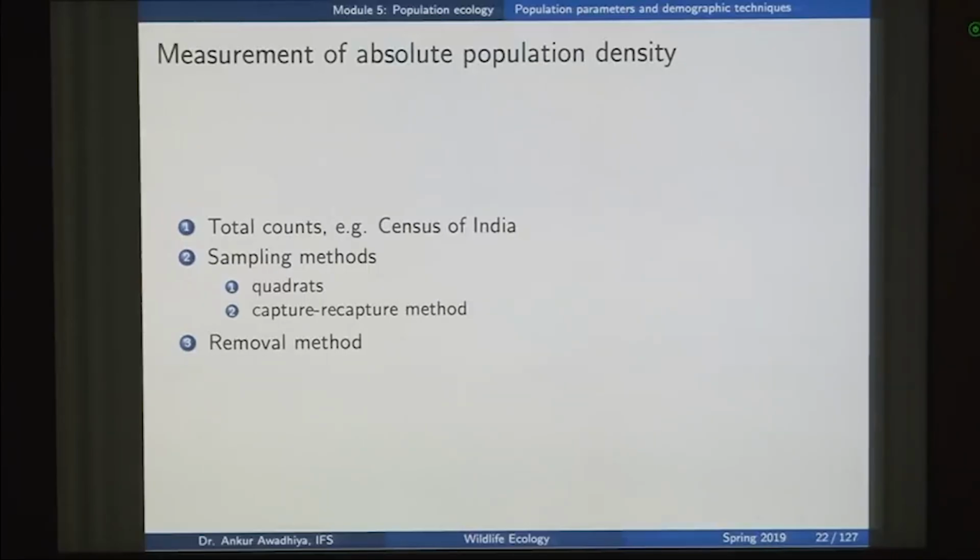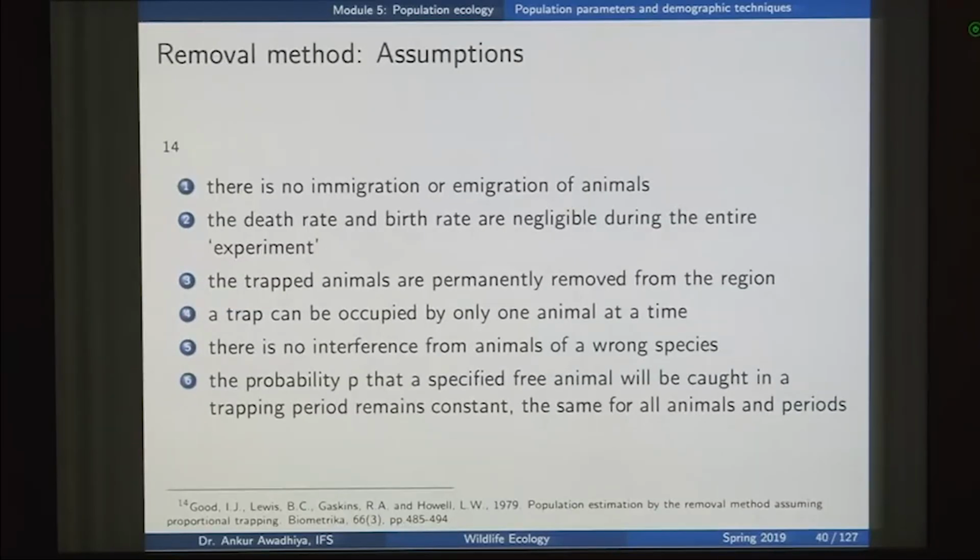Now the third method is the removal method, in which you are killing or removing animals from the total population. Now this method makes these assumptions: there is no immigration or emigration of animals. So in the time where you are removing these animals, there is no influx, there is no outflux of animals, then there is no birth or no death during this time. So the death rate and the birth rate are negligible during the period of experiment during which you are removing the animals. The trapped animals are permanently removed from the region.